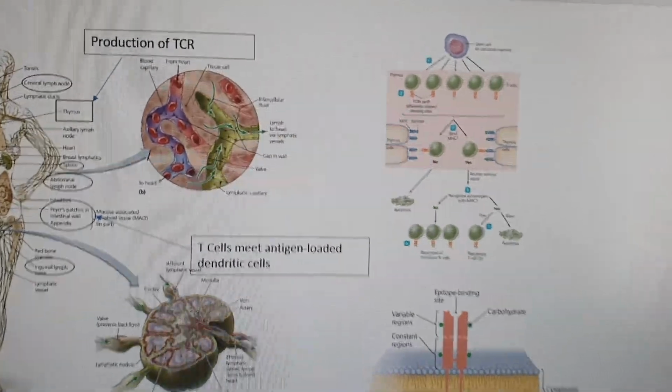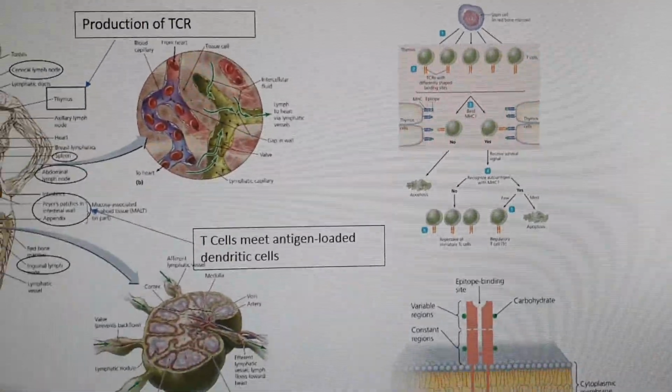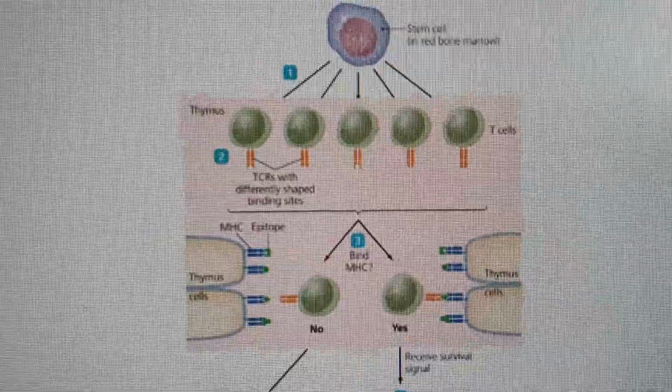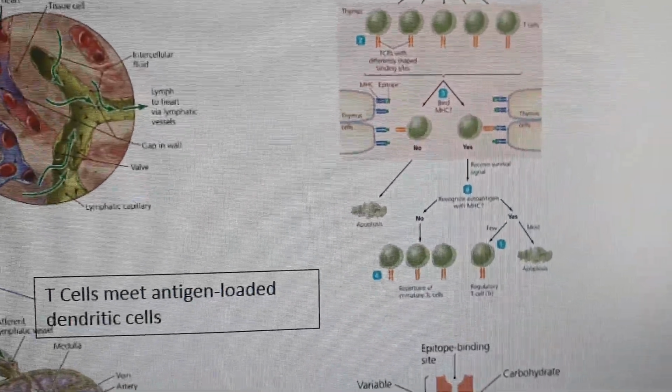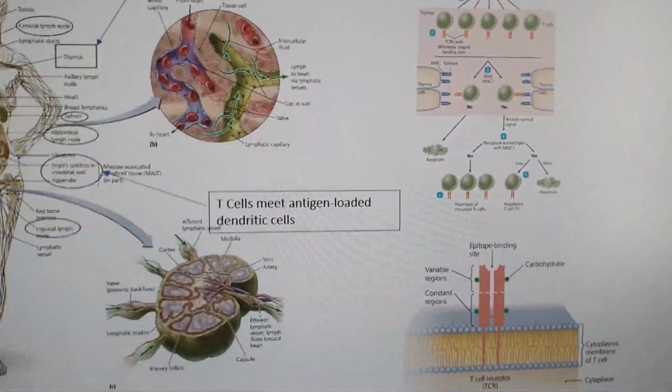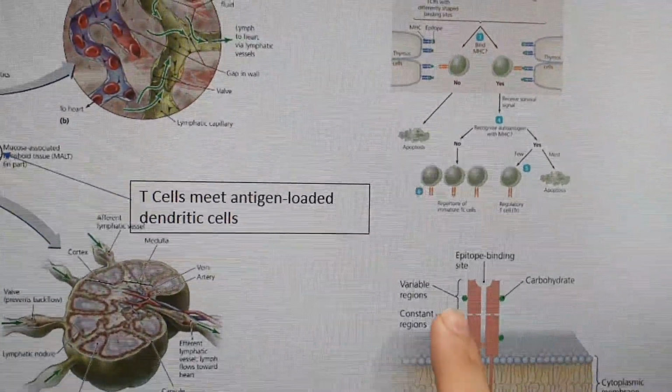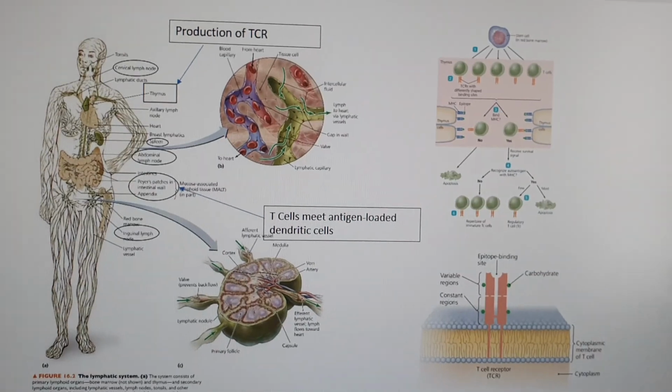Okay, so as you can see, stem cells from bone marrow get created, and they make T cells from there, and this is the T cell receptor that is on the T cell.